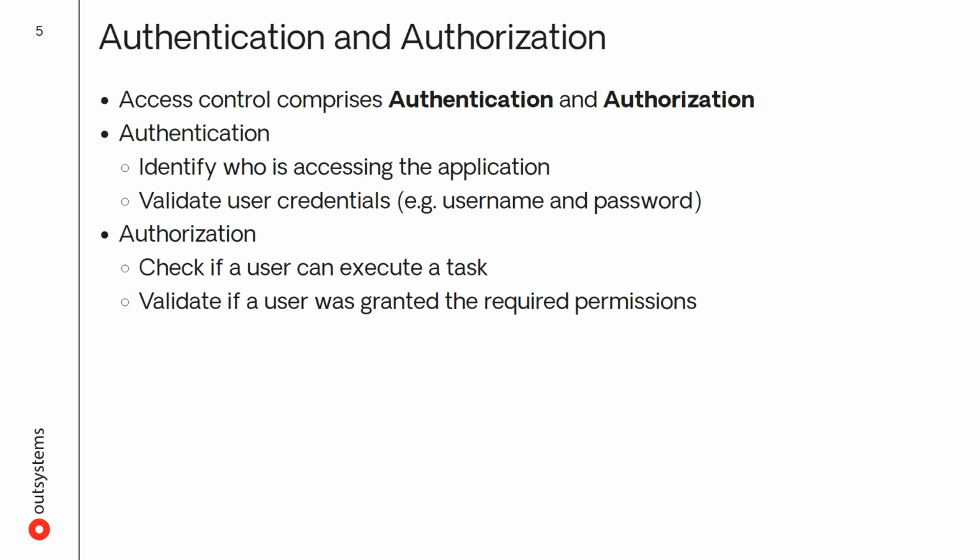Authentication is about who does something. We need to identify who is accessing our application and then validate their credentials, like username and password. Then we have authorization, which is about what someone does. This requires that we validate if a certain user has the required permissions to do what they want to do.